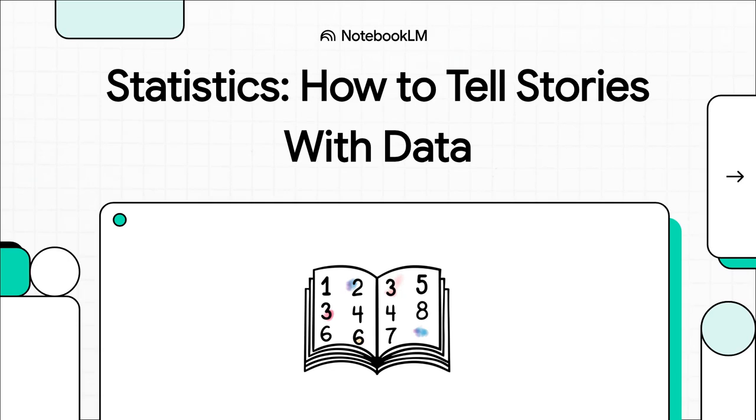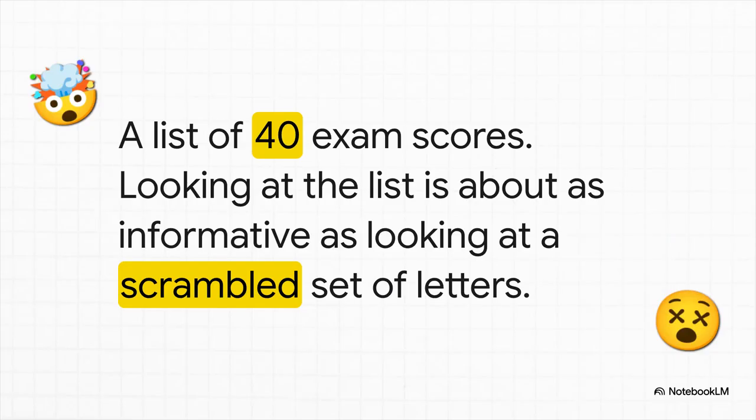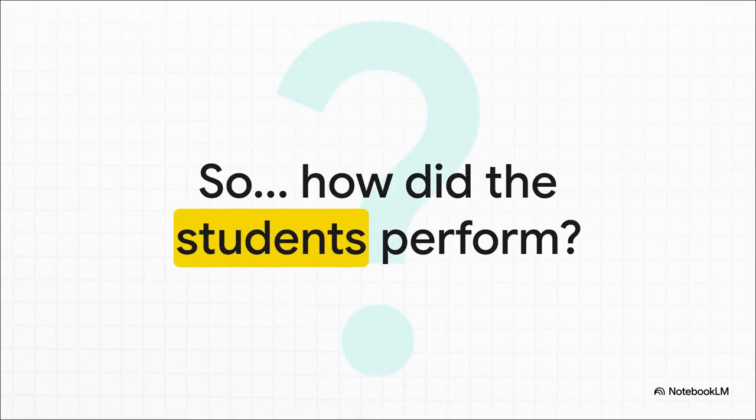Welcome to the Explainer. Today, we're going to do something that feels a little bit like magic. We're going to take a bunch of cold, hard numbers and turn them into actual stories. So, picture this. You're a teaching assistant and someone just hands you this wall of numbers. It's a list of 40 exam scores. And at first glance, it's just chaos, right? It's a total mess.